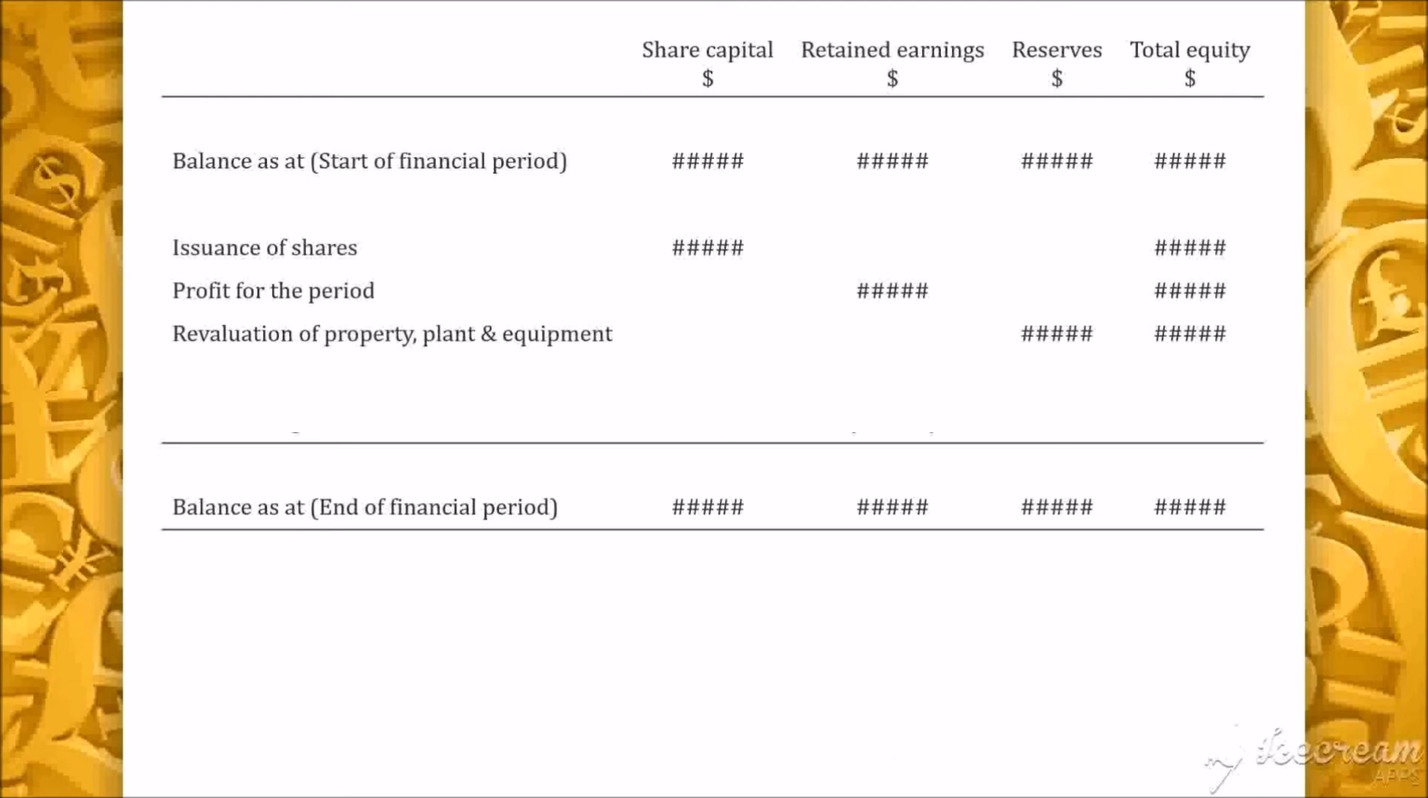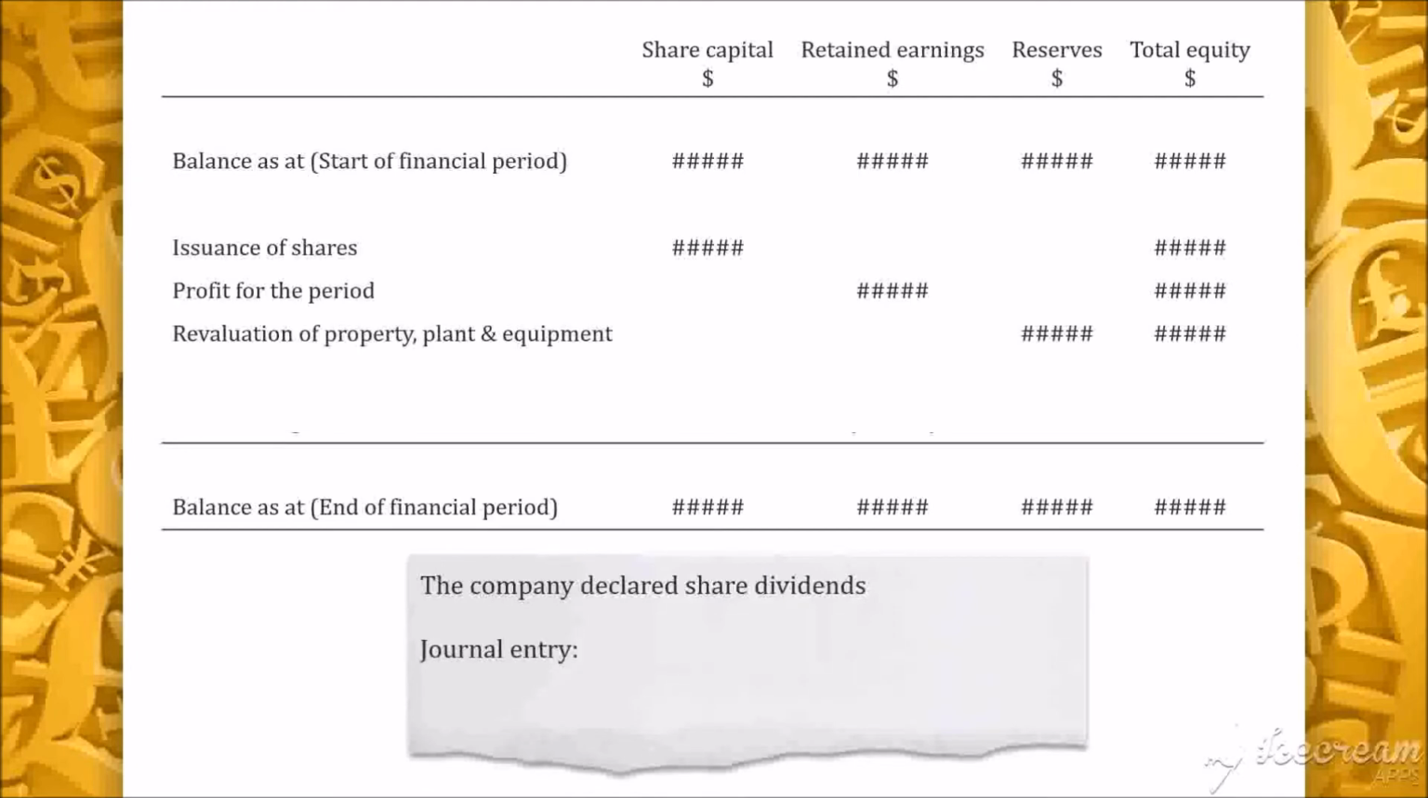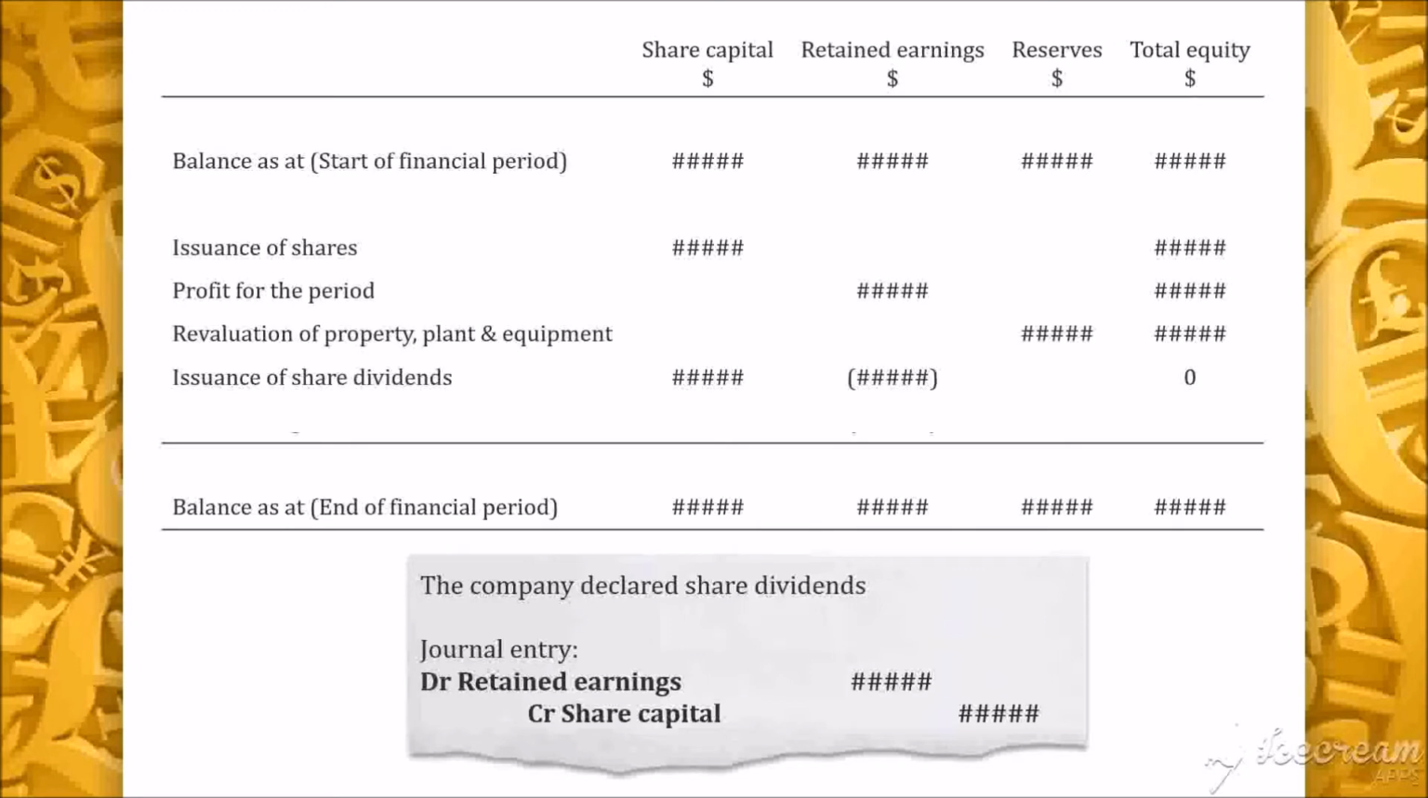I want to caution you though that when preparing the statement of changes in equity, watch out for transactions that affect more than one component of equity but cause no change to equity overall. One such example is the declaration of share dividends, where we debit retained earnings and credit share capital. Both the retained earnings and share capital accounts are equity accounts. By debiting retained earnings, we are decreasing the retained earnings, and by crediting share capital, we are increasing the share capital. It will look something like this if you put it into the statement of changes in equity.